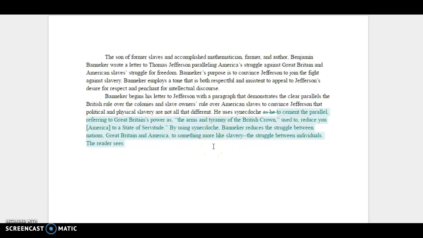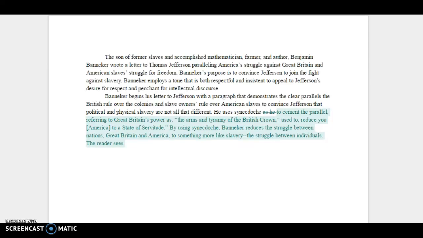Now, I may describe very specific words. I may explain some very specific rhetorical devices, but here is slightly more broad. Here we go. He uses a synecdoche to cement the parallel, referring to Great Britain's power as. So again, synecdoche is when you use a part to refer to a whole. So the arms and tyranny of the British crown used to reduce you, America, to a state of servitude. By using synecdoche, Banneker reduces the struggle between nations, Great Britain and America, to something more like slavery, the struggle between individuals. And I give a little bit more explanation of that.